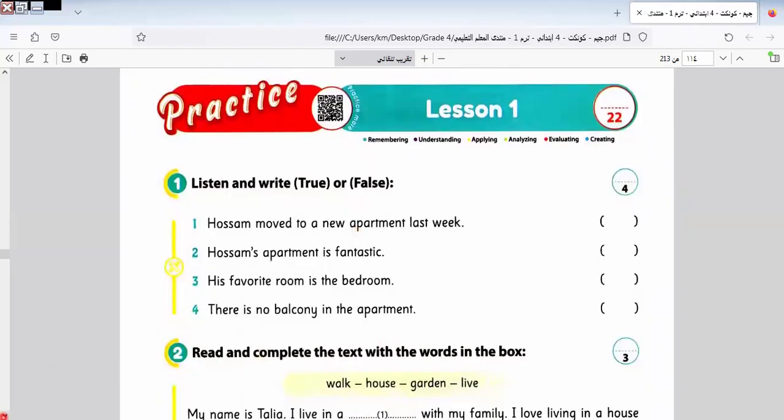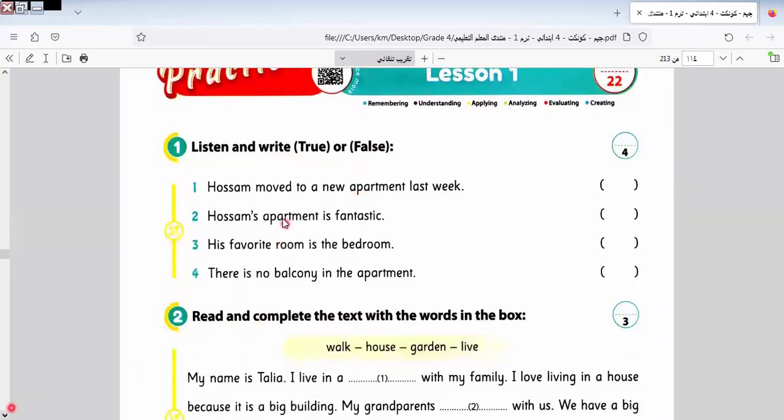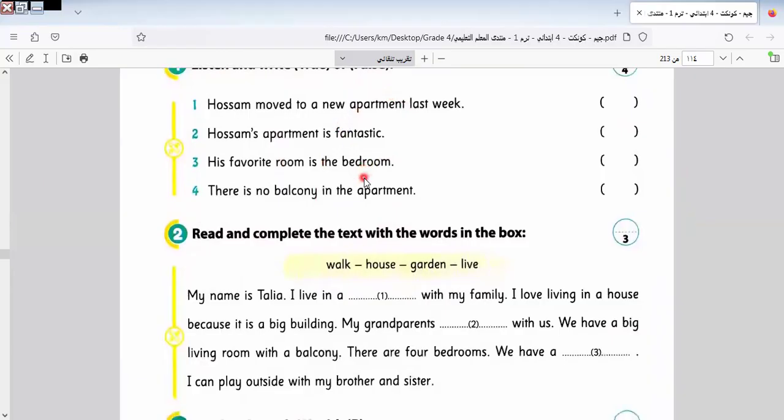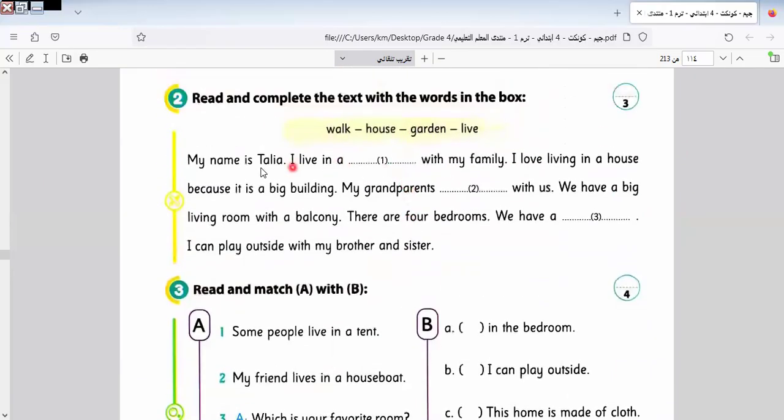Let's do the exercise related to this part. This is listening. I will leave this for listening.